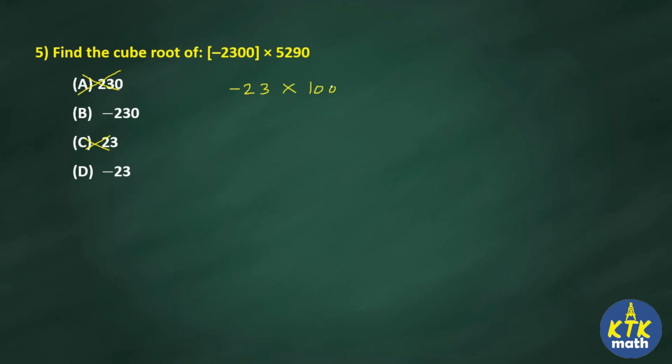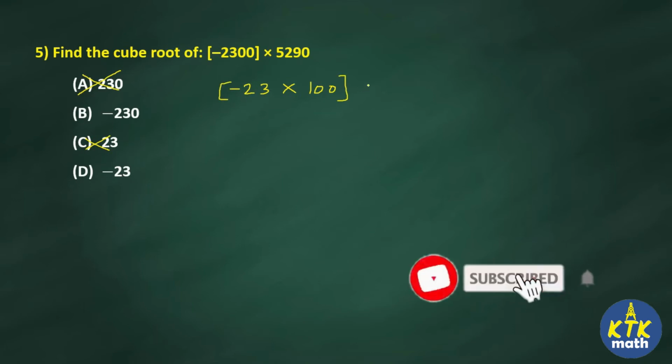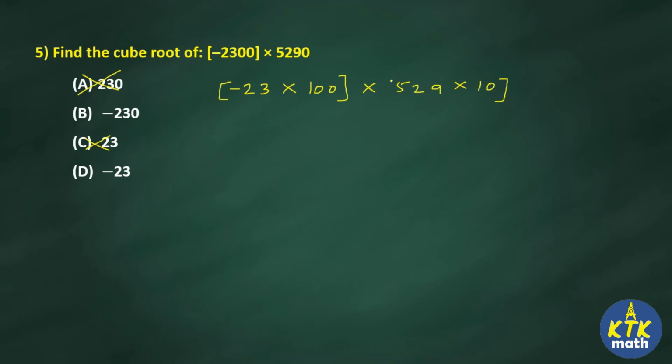I'm going to split the first term as minus 23 into 100 and then 529 into 10. You will understand why I'm splitting this, because it's a very simple concept. You just think minus 23 is given to you. This 529 I can write as 23 square, and this 100 into 10 I can write as 10 cube. Is it right? This is 10 square and this is 10 cube. Now 23 square, this is nothing but what? 23 cube, into 10 cube.